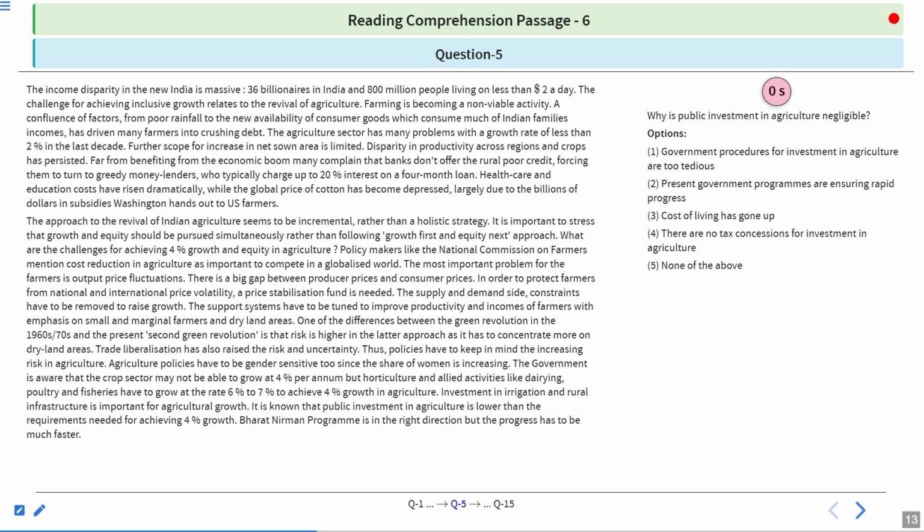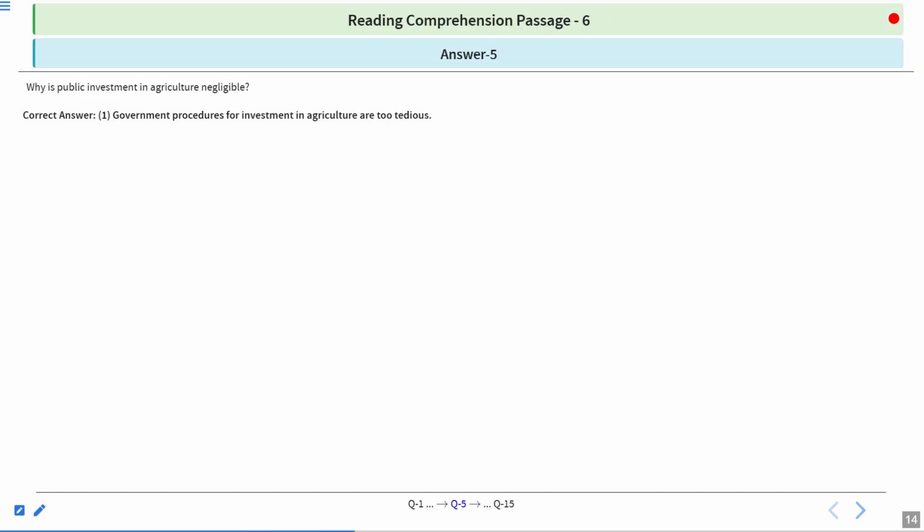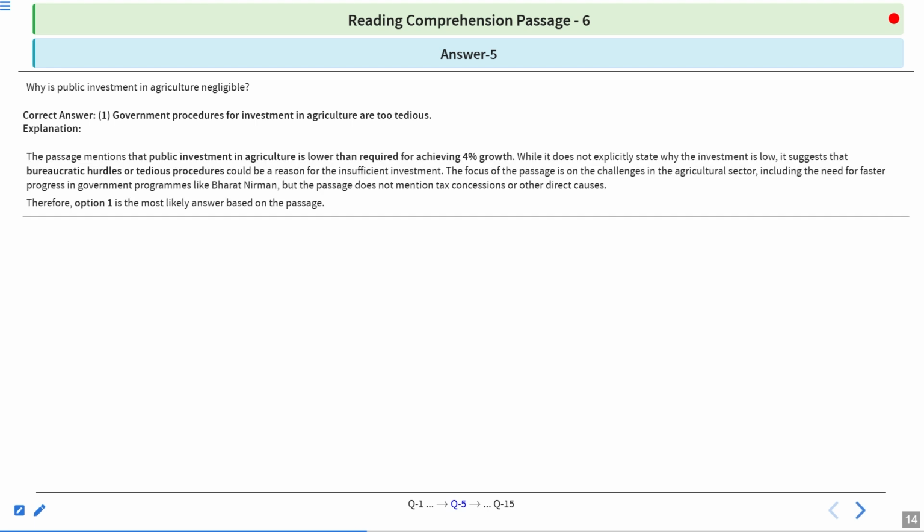I hope you've chosen the right one. Let's move to the correct answer. The correct answer is 1, government procedures for investment in agriculture are too tedious. And the explanation is the passage mentioned that public investment in agriculture is lower than required for achieving 4% growth. While it doesn't explicitly state why the investment is low, it suggests that bureaucratic hurdles and tedious procedures could be a reason for the insufficient investment. The focus of the passage is on the challenges in the agriculture sector, including the need for faster progress in government programs like Bharat Nirman, but the passage does not mention tax concessions or other direct causes. Therefore, option 1 is the most likely answer based on the passage.